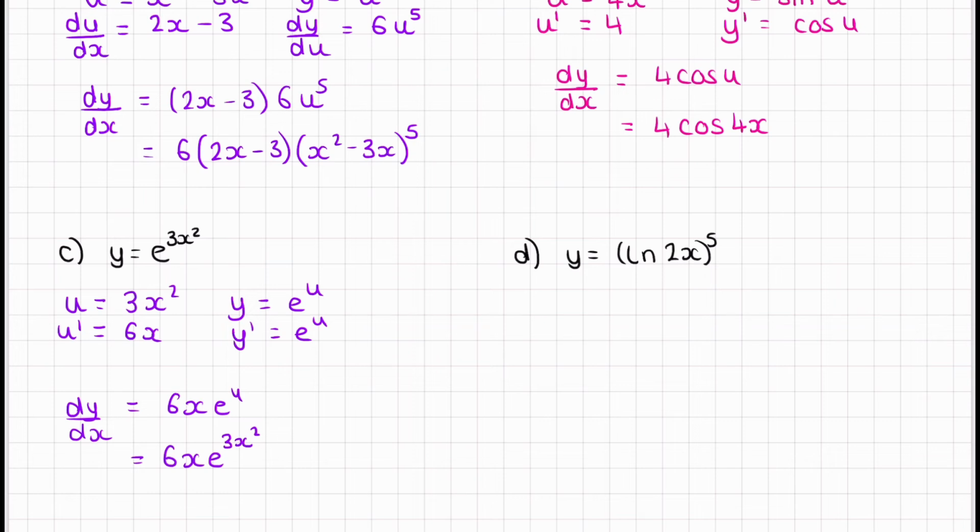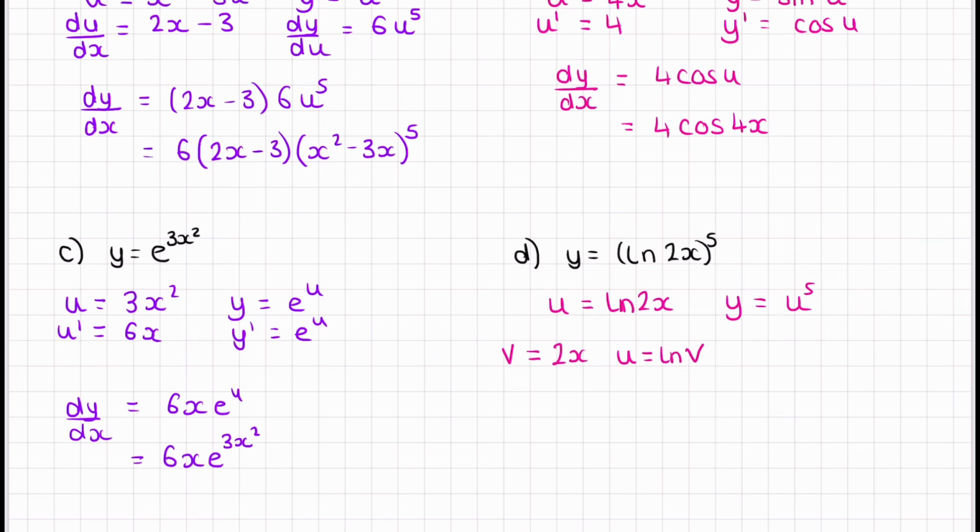Part D, this is the more difficult one. There are a couple more steps to it. If we start with our u and y, we'll see we have u equals the inside part, which is ln 2x, and the y will equal u to the power of 5. Now with u equals ln 2x, that's another chain rule itself, so we need to break this one down a bit further. And we'll introduce a v equation just so we have a different variable. And v is going to be the inside part of this one, which will be 2x. Then our u will just equal ln v, replacing the 2x with v.